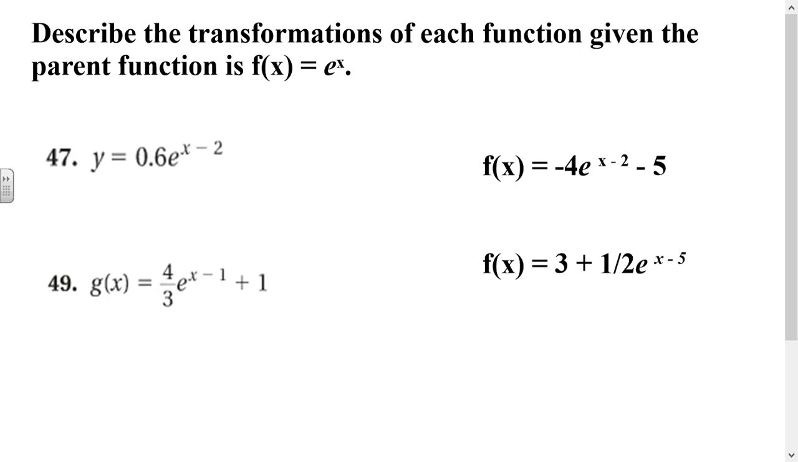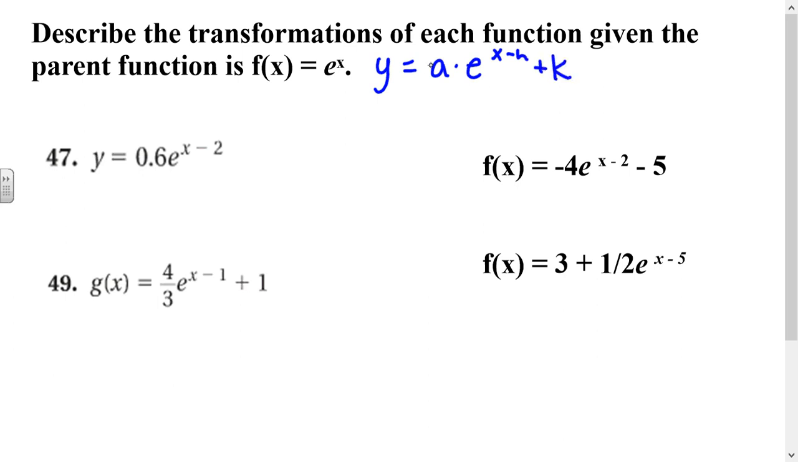Now we're going to look at these equations, and we're going to describe the transformations of each function, given the parent function is e to the x power. So just taking that regular thing, we're going to decide what happens on these graphs. If you look at these functions, there's a general format. There's y equals a times e to the x minus h plus k.